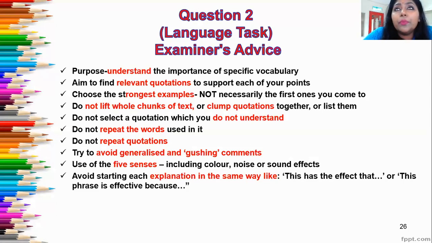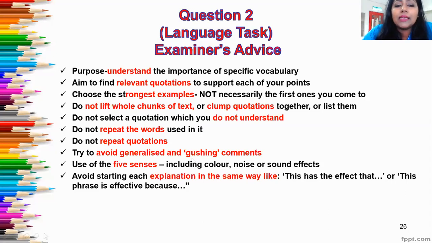So the quotation you put in, I mean the evidence you put in quotation marks, okay, and choose the strongest example. Not necessarily the first ones you come to must be the answer. Okay, and do not include whole chunks of text, like clump quotations. We do not want to see this in your answer. And do not select a quotation which you do not understand. Always choose words or phrases which allow you to come up with a better analysis. Do not repeat the words used in it. Okay, do not repeat quotations.